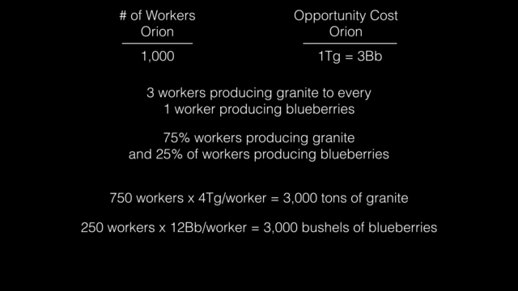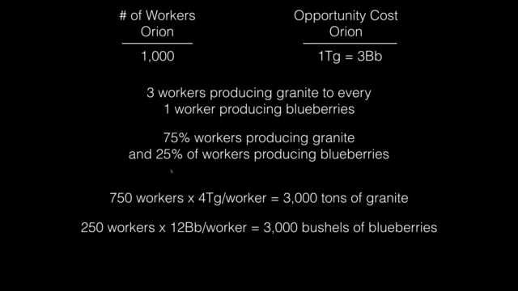So if I take that 75% and multiply it by the 1,000, that means I'm going to have 750 workers producing granite. And from the original table, we know that the typical worker in Orion is producing 4 tons of granite in any month. So if we have 750 workers producing granite at 4 tons of granite per worker, that means that 3,000 tons of granite will be produced.